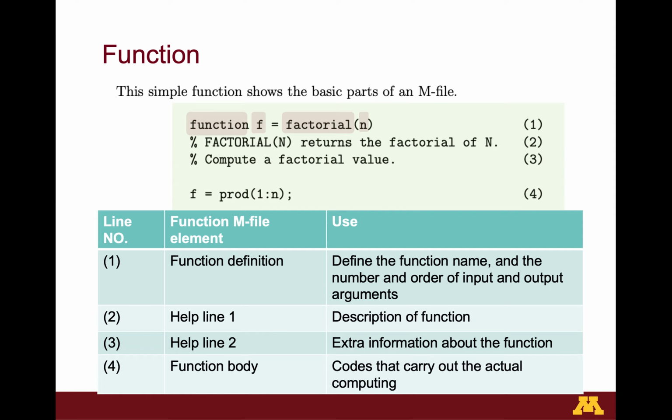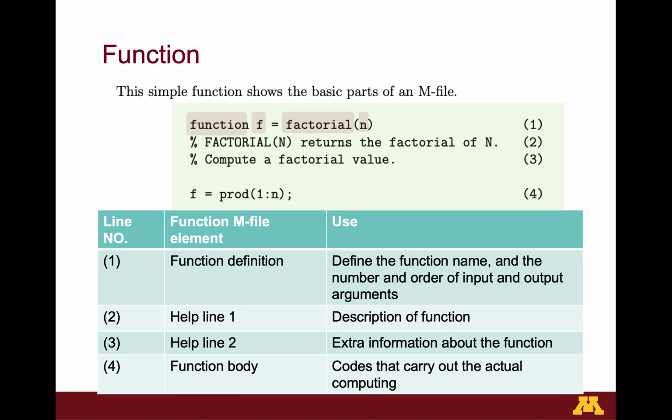So this simple function shows the basic parts of an M file. Always in the first line of your function M file, there are 4 elements. First, you need to type function, which declares that you are going to build a function M file. And then f, which is the output, equals the function name and input. In this example, the first line is function f equals factorial of n. So from the name you can see this is about calculating the factorial of n.